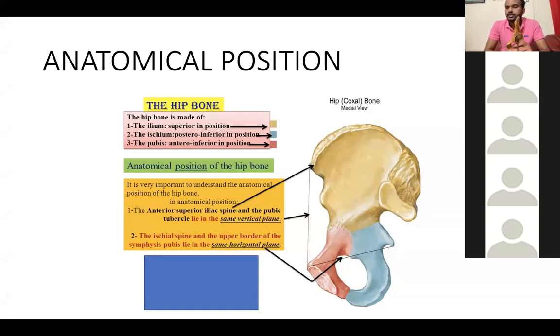These things will be very easy for you when you hold the bone in hand. Osteology is like a practical session. Due to this pandemic situation, we are taking this in theory. In fact, osteology sessions will be taken in practical, because it will be very easy and comfortable for you when you hold the bone and study.